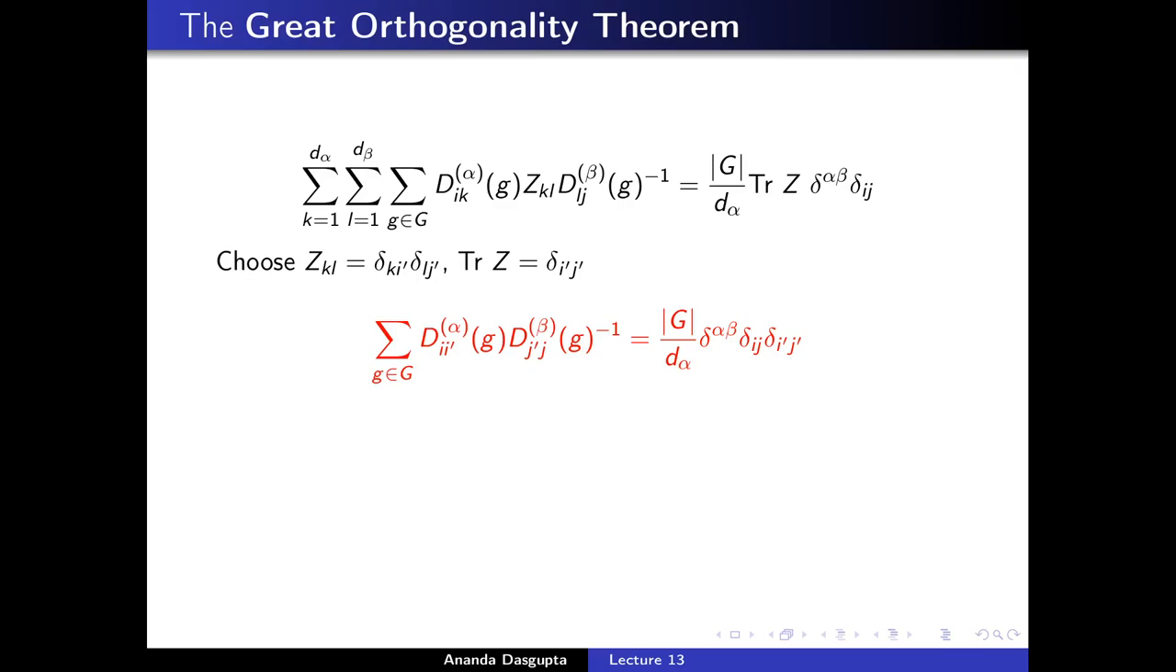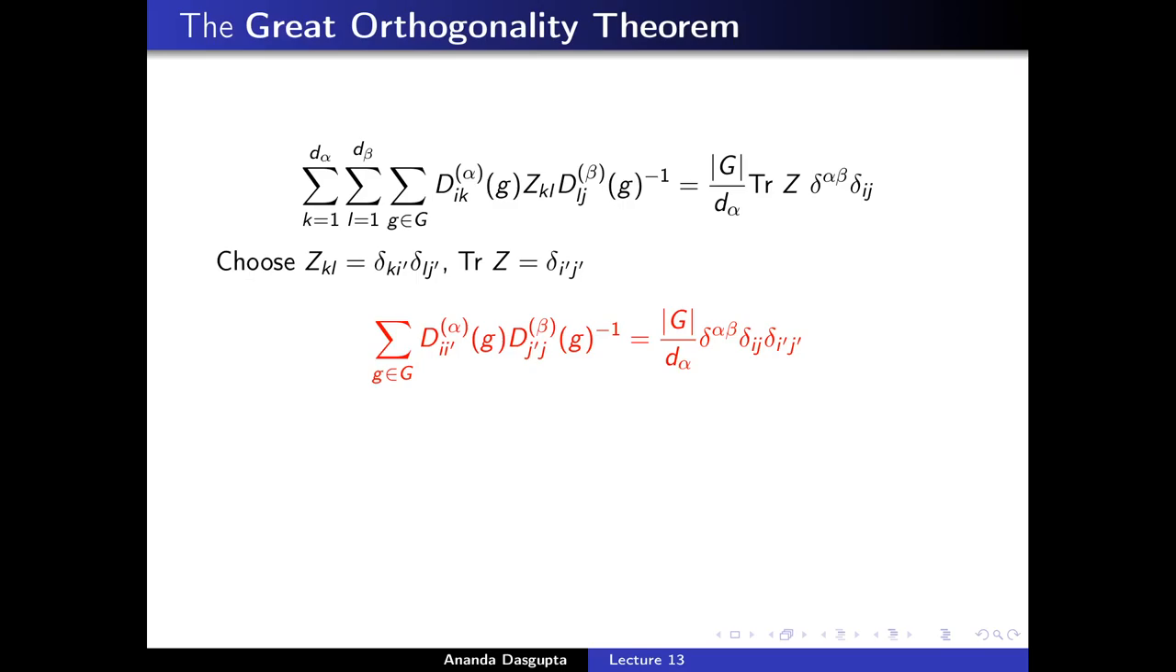Note that in this relationship, each and every one of the indices i prime, j prime and j are free indices. There's no sum over any of these indices, which means that what you really have is a huge number of relations. i prime can take d alpha values, j prime and j each can take d beta values. So the number of equations that you have written here is actually d alpha squared times d beta squared. So quite a huge number of relations rolled up in this one expression.